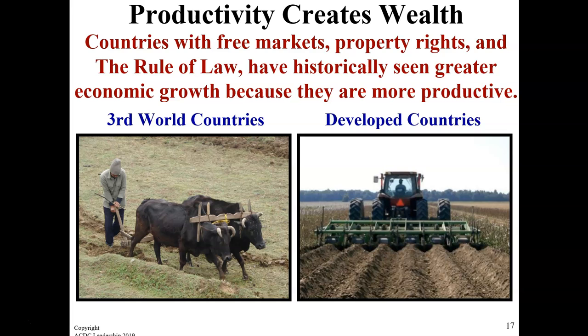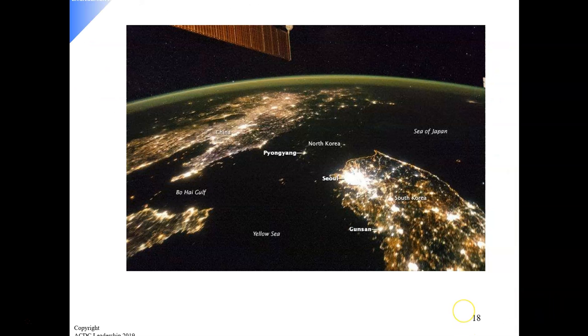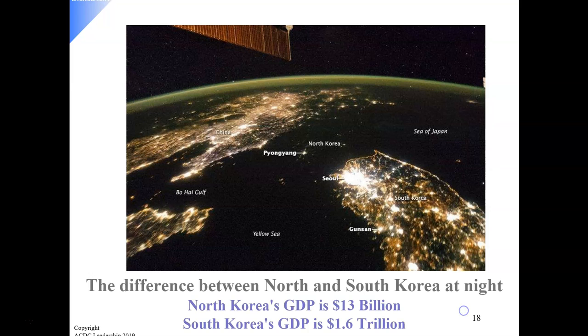Productivity creates wealth. Countries with free markets, property rights, and the rule of law have historically seen greater economic growth. So over here, with fewer resources on the left, you're going to have less output. More developed countries have more sophisticated resources and thus more output. Take a look at this aerial picture of North and South Korea. The difference between their GDP is 13 billion for North Korea and 1.6 trillion for South Korea.